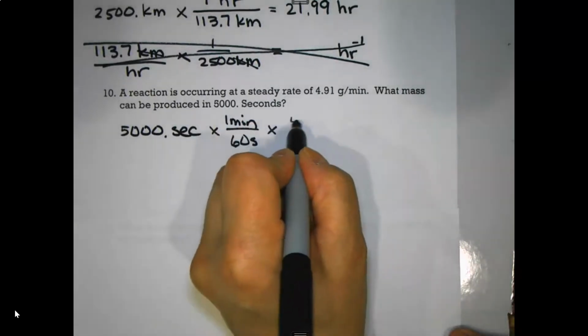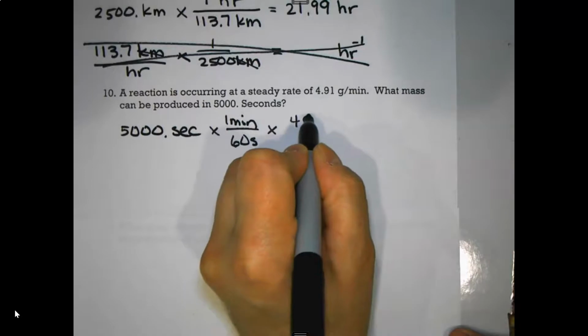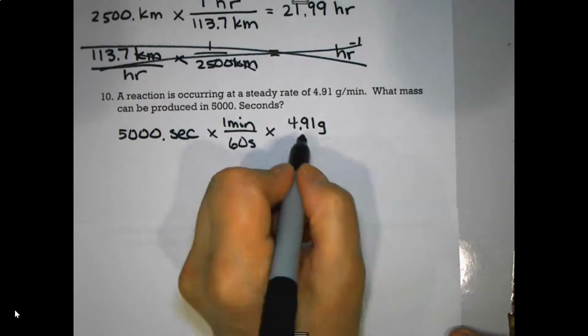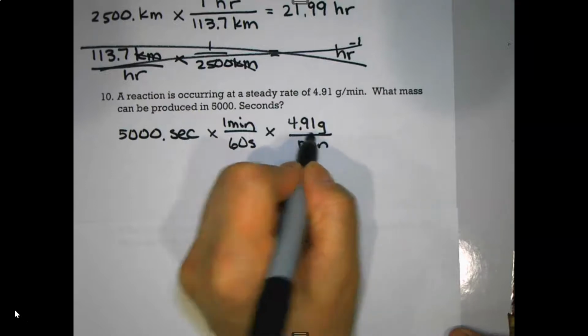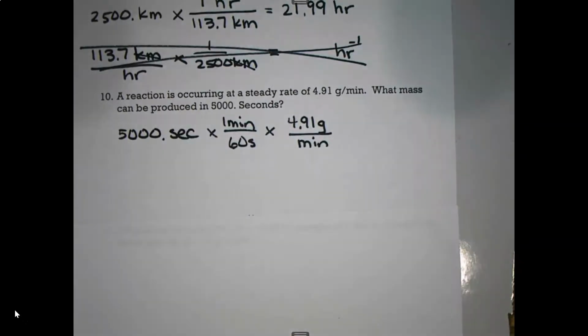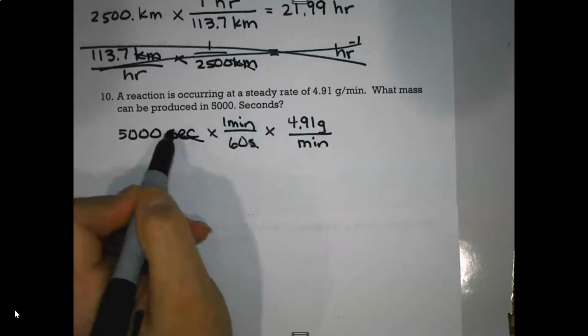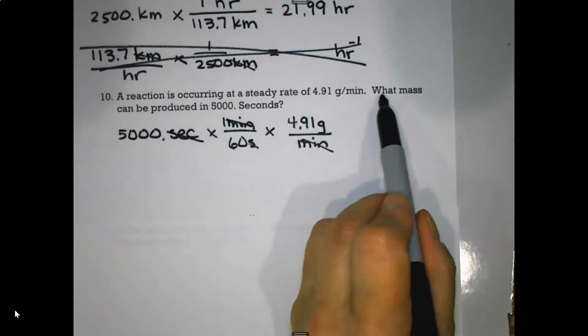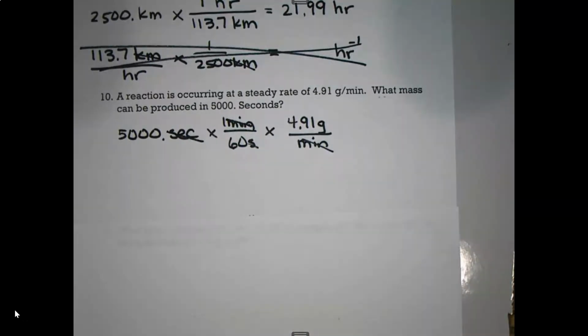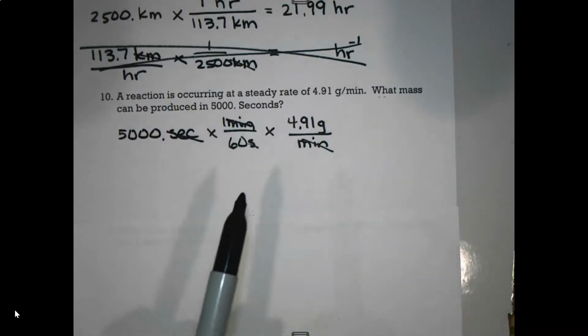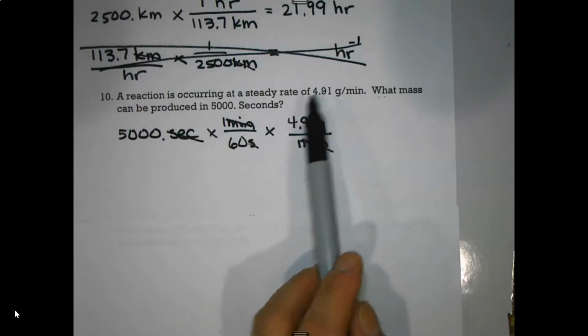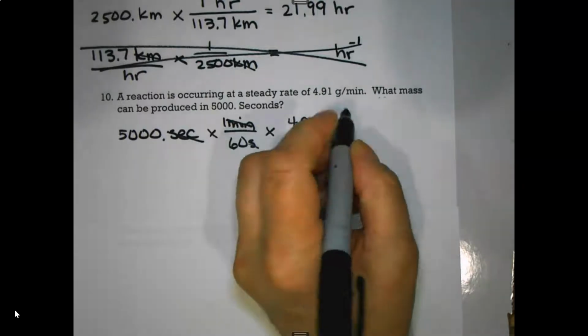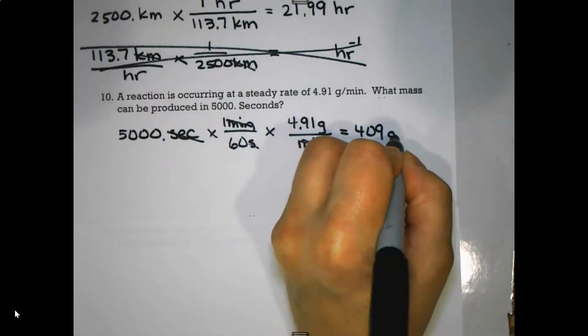So in this case, I can write this conversion factor just the way it's been presented to me. 4.91 grams in the numerator, minutes in the denominator. Seconds cancel, minutes cancel. I'm left with grams, which is good because the question is what mass? Grams is a mass. So I've got 5,000 divided by 60 times 4.91 gives me 409.1666666 repeating. Okay, 3 sig figs because that conversion factor is based on measurements. So 409 grams. That's where I'm going to quit it.